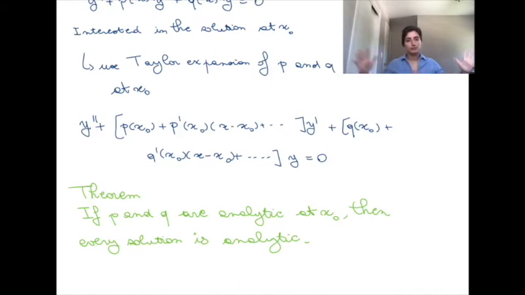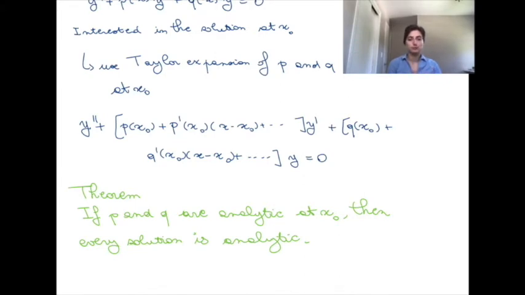So we expand p around x0. That is, instead of p(x), we write p(x0) plus p'(x0) times (x minus x0) plus p''(x0) divided by 2 factorial times (x minus x0) squared, and so forth. All of that is multiplied by y' plus the same Taylor expansion for q multiplied by y. At the beginning we have y''. All of this is equal to 0.